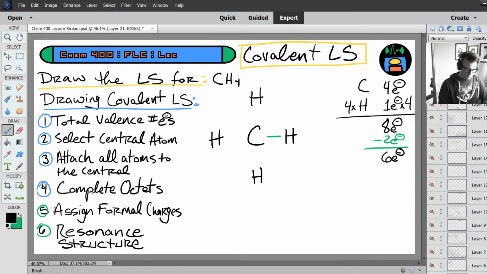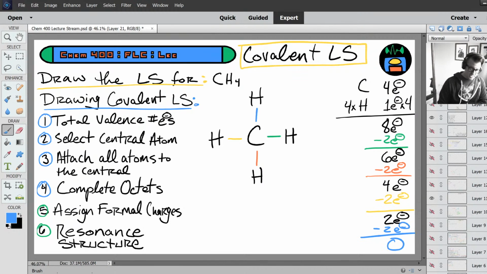So when I make that first bond, I need to subtract 2 electrons from my budget. Now I have 6. All right, let's attach another hydrogen. To attach this hydrogen is going to cost me 2 more electrons out of my budget. Now I have 4. Let's attach a third hydrogen, spend another 2 electrons, leaving me with 2. Finally, I've got 2 electrons left in my budget. I have 1 hydrogen left to attach, and I have hit my mark on the nose. There are no more electrons. I've attached all of my atoms to my central atom. So I have done steps 1, 2, and 3.